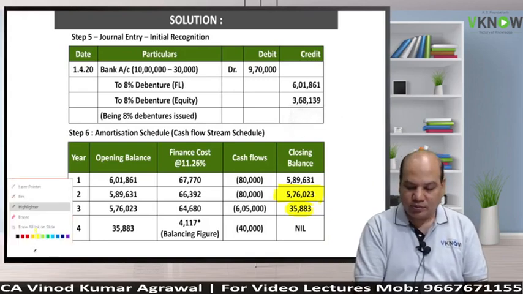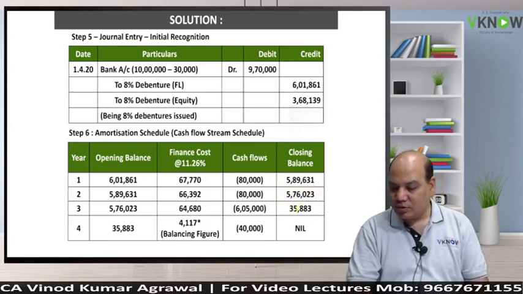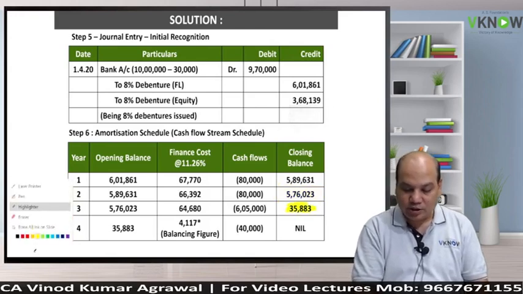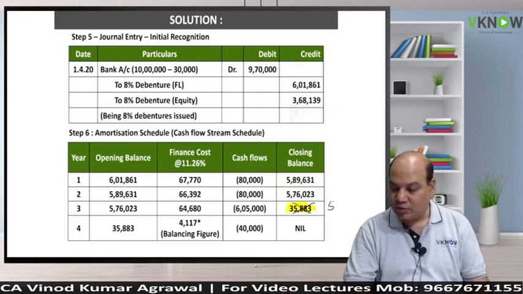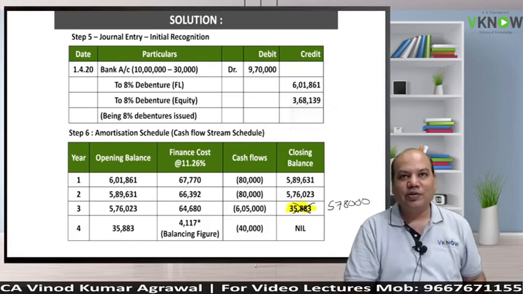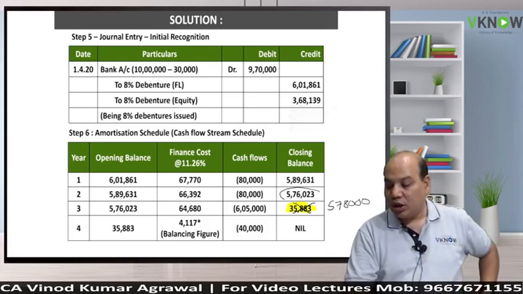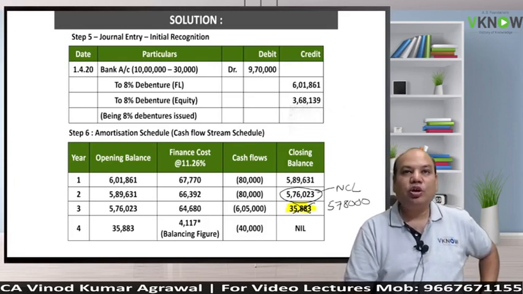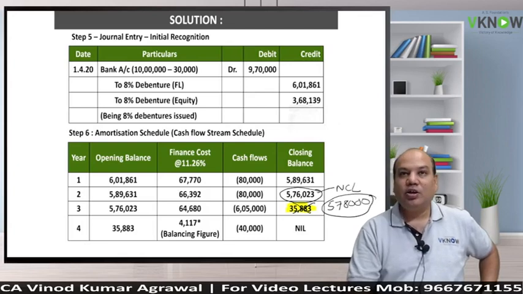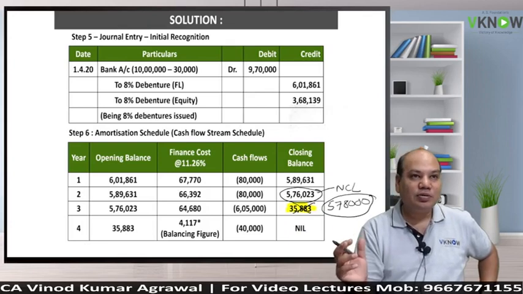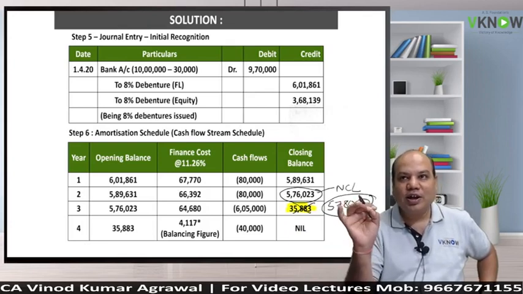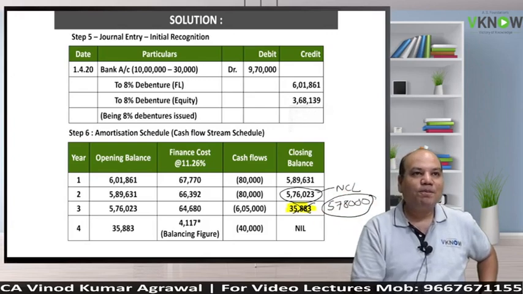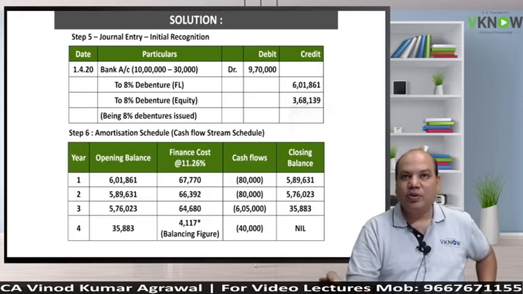So for example, just for understanding, if this figure is not 35,883 but instead 5,78,000, it all depends on numbers, then the whole amount will be treated as non-current liability. Then you don't write non-current 578 and current a negative figure. How do you write a negative current liability? So don't write it, just put the entire amount as non-current. Okay, so that is the point of preparing this table.